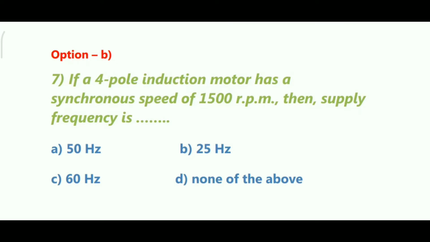So here there is a formula, and the formula is NS is equal to 120F divided by P. This induction motor is a 4-pole induction motor, and its synchronous speed NS is equal to 1500 RPM. So NS equals 1500 RPM equals 120 into F divided by P. The value of P is 4. If we calculate here, the answer will be 50 Hz.